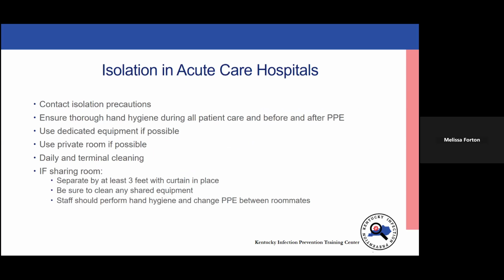Now, within an acute care hospital, those patients are going to be in, at minimum, contact isolation. We're going to make sure that hand hygiene is performed during any patient care and before and after putting on PPE. If possible, this patient will be in a private room and using dedicated equipment. If it's not possible, we want to make sure that we are carefully cleaning any shared equipment with the appropriate type of disinfection wipes. And if the patient has to share a room, we want to make sure that they're separated as much as possible. We want a curtain in place, and we have to treat this almost like two different rooms. So if we go in and treat one patient, we want to perform hand hygiene and change PPE before we go to the other side of the room and see the other patient. Also, if EVS is in the room, we want to have them change their mop heads between these spaces as well.